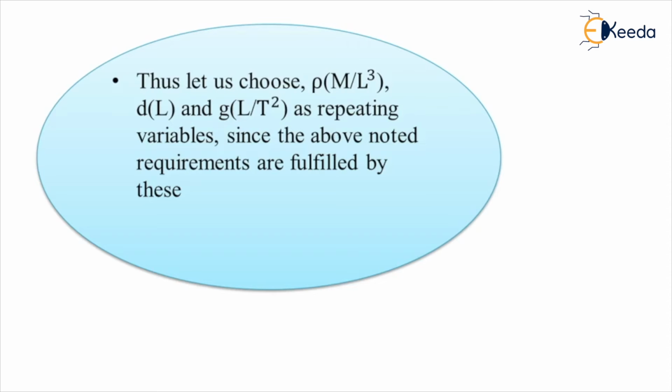Similarly, for the diameter of the orifice, small d, the dimension is L, and the gravitational acceleration is L upon t square, because the unit of gravitational acceleration is meter per second square. As repeating variables, the above noted requirements are fulfilled by rho, d, and g.